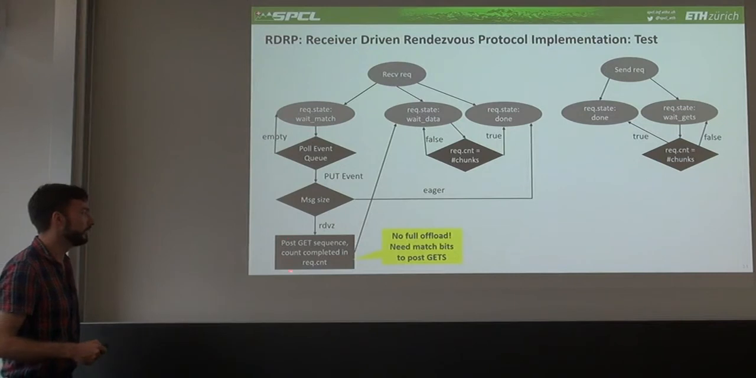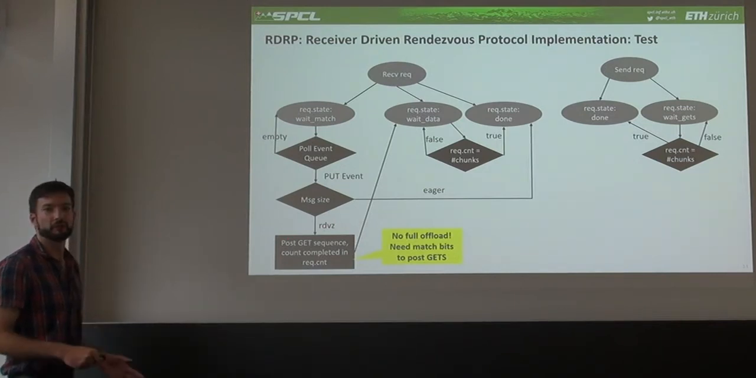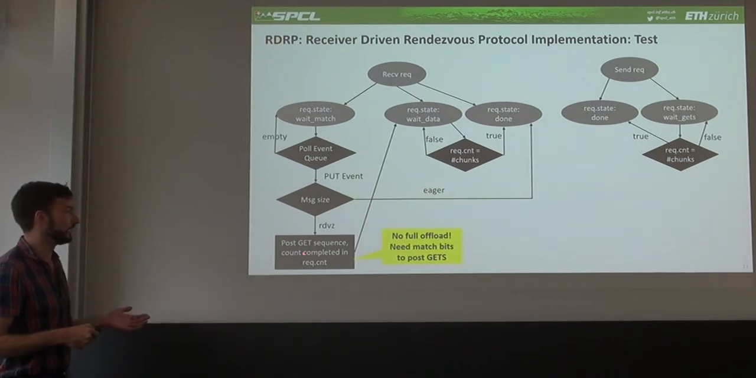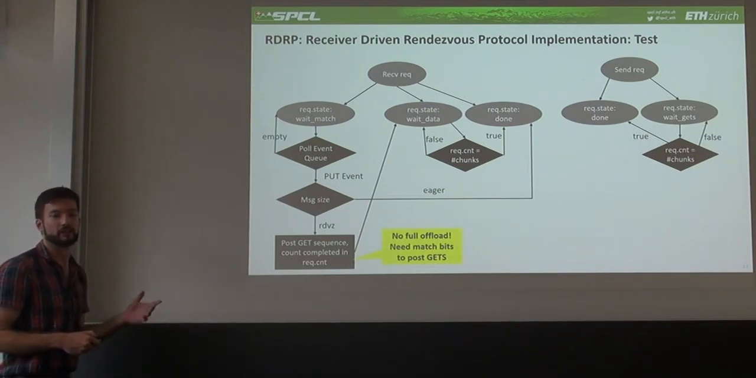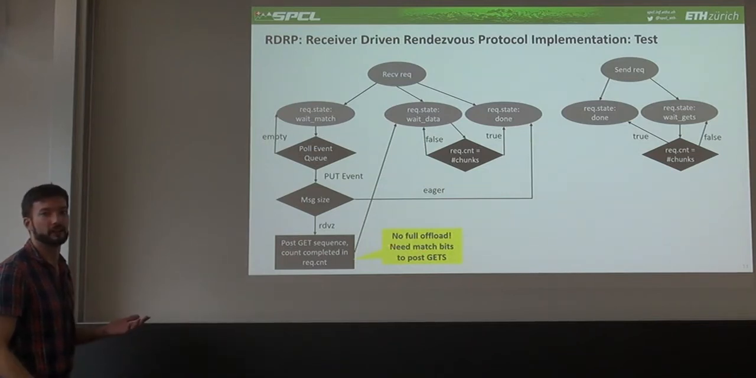The problem is that here we don't have full offload, right? If we had full offload, everything would happen in the send and receive function, but in this case it really doesn't. So we really need the MPI application to call MPI test on this request to complete it. The reason is that we need the match bits in order to post the right match bits for the get.